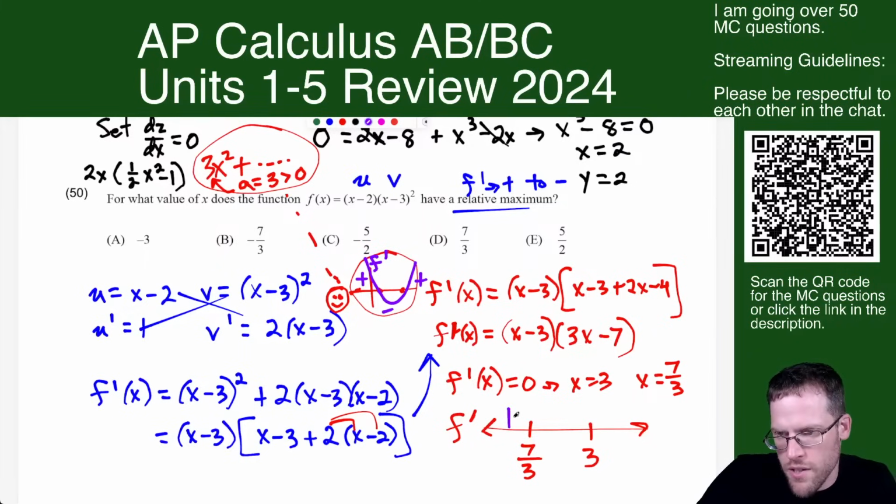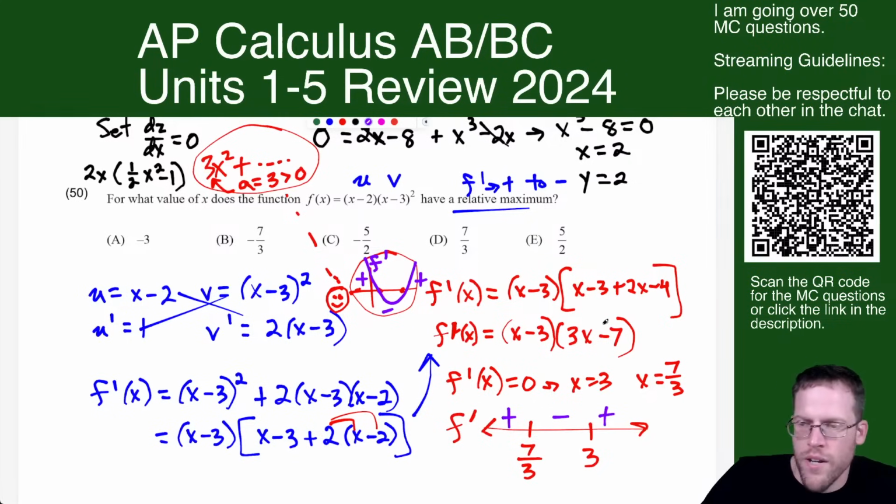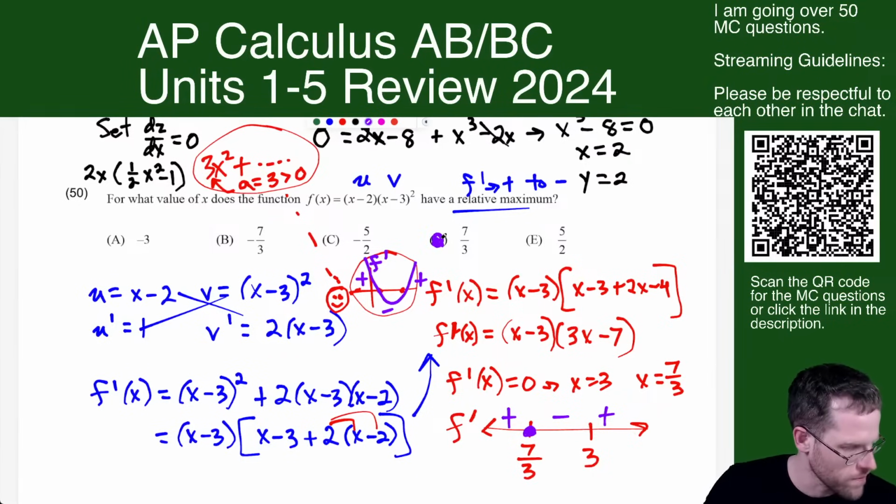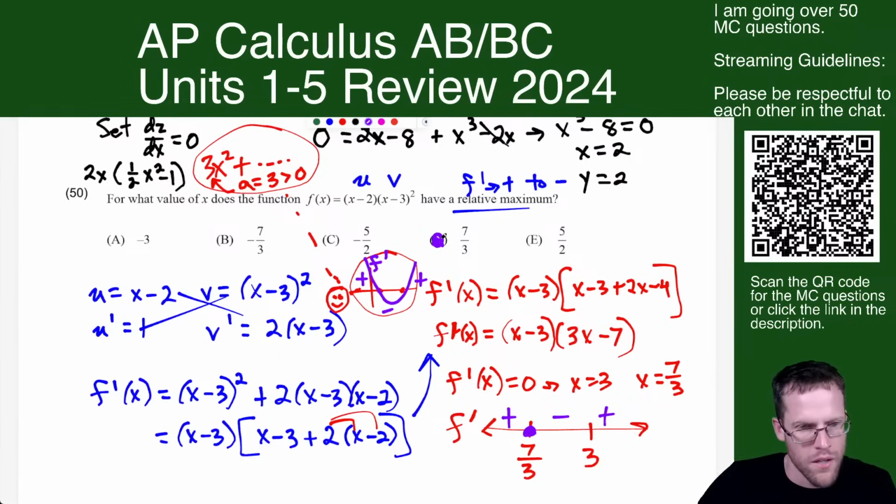So when I make my sign chart and it's a quadratic f prime, if f prime is leading with a positive coefficient for x squared, then it's a smiling parabola. If it was negative 3x squared, it would go like this as it hits the roots, and it would be minus, plus, minus. So where's our relative maximum, where the sign changes from plus to minus? At 7 over 3. So choice D.